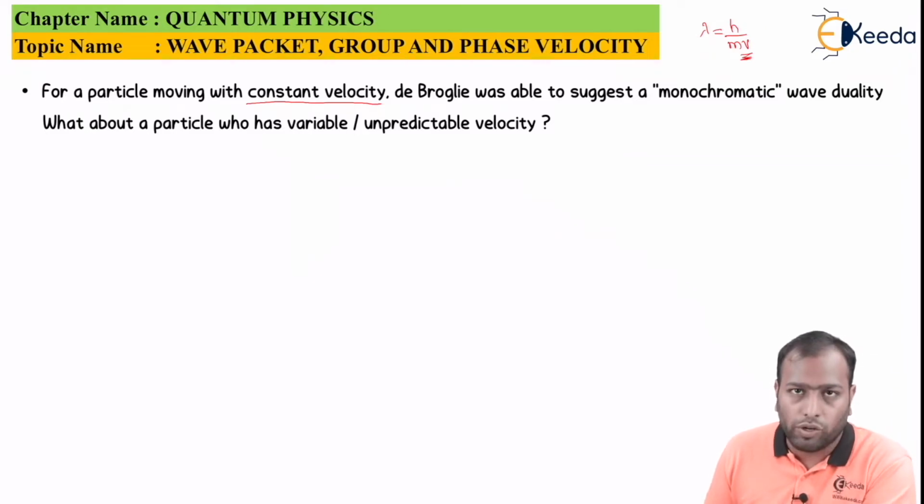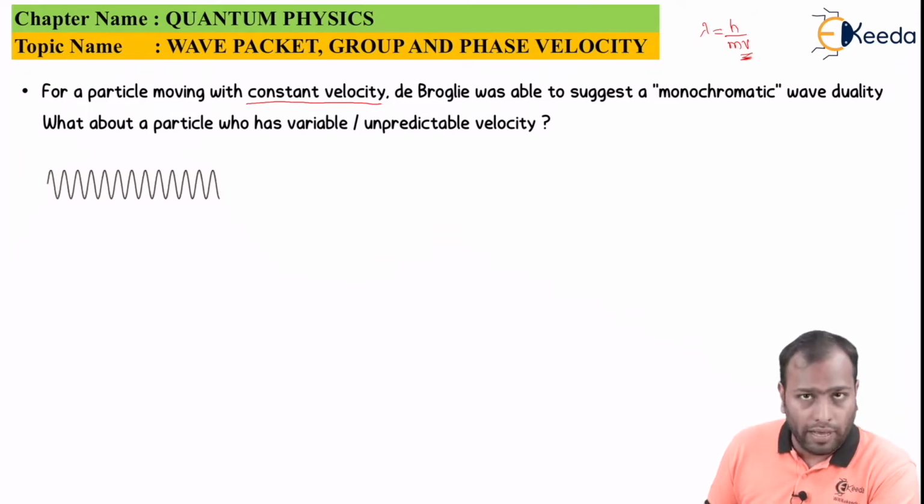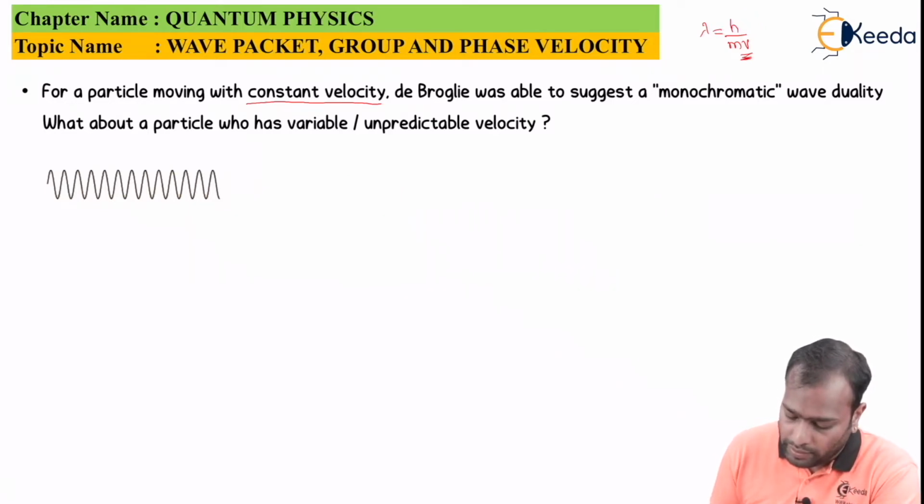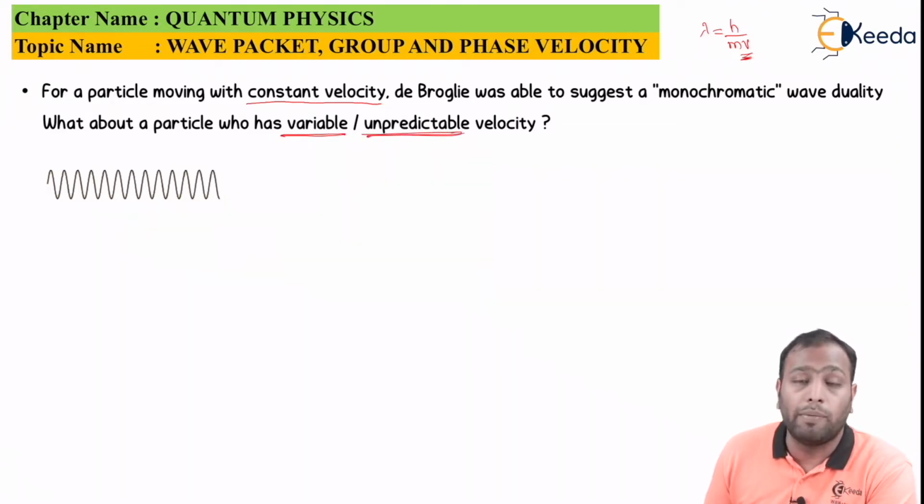To begin with Schrodinger's wave equation, we first need to understand what a wave packet is and what the wave and group velocity are. Now, if there is a single wave, as in the case of the hypothesis of de Broglie, it was very simple to compute your m as well as v. The reverse was true as well. Now, if the particle has variable or unpredictable velocity, it will be difficult.